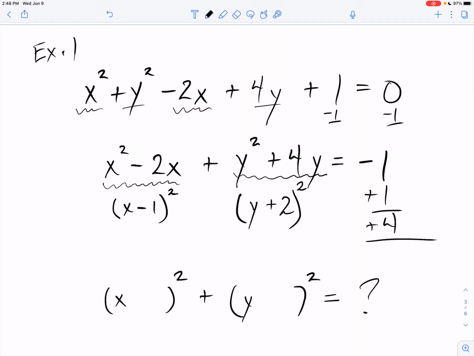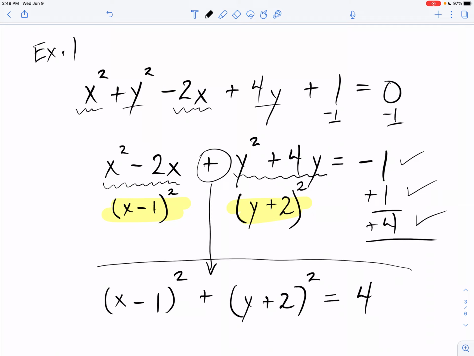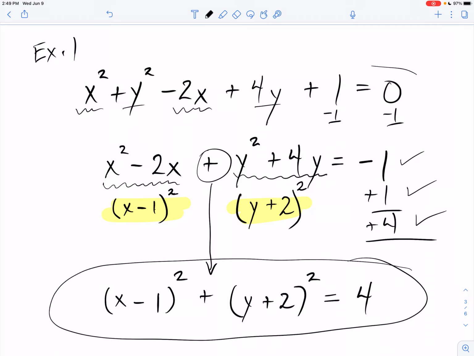So what happens is, this part right here, (x minus 1) squared, what you see is what you get. This part right here, (y plus 2) squared, what you see is what you get. Don't forget, it's a plus. And then the grand total over here, negative 1 plus 1 more plus 4 more, gives me a grand total of 4. So what did I do? I rewrote this original polynomial.